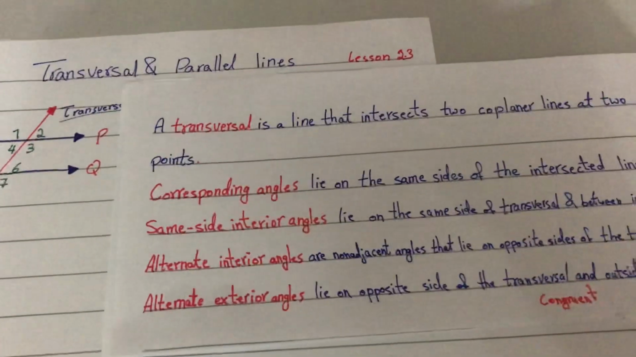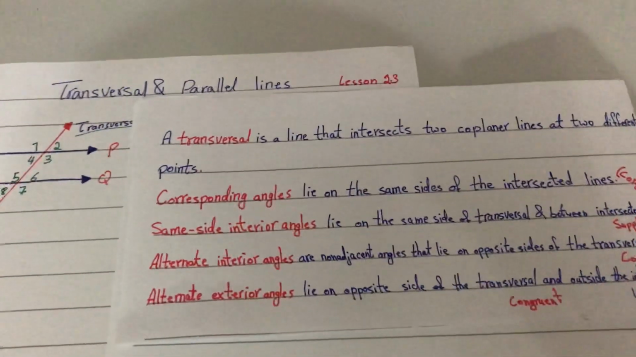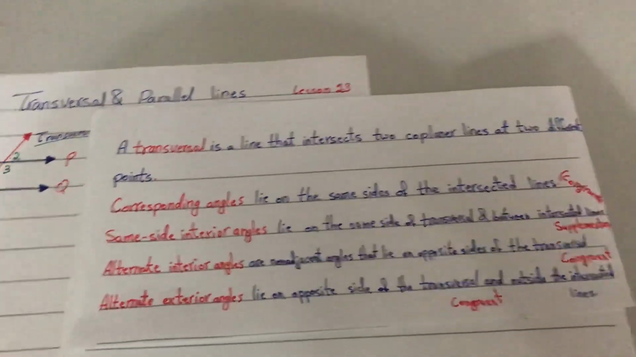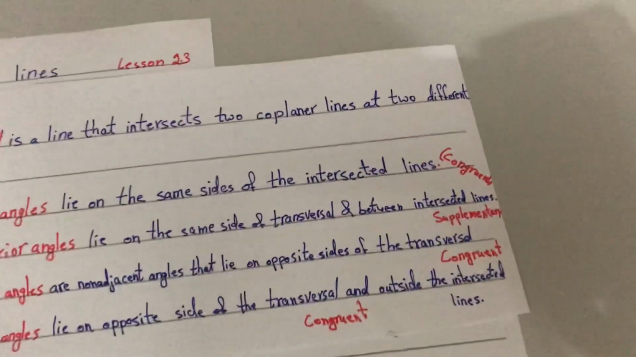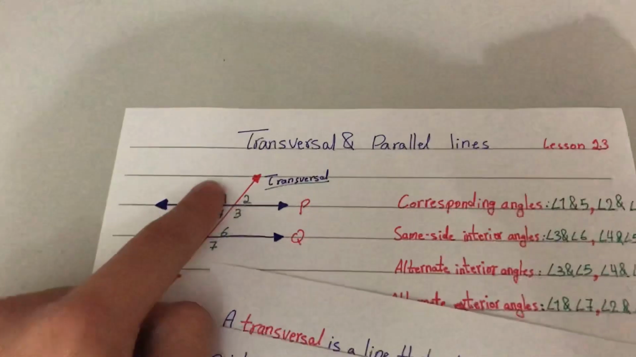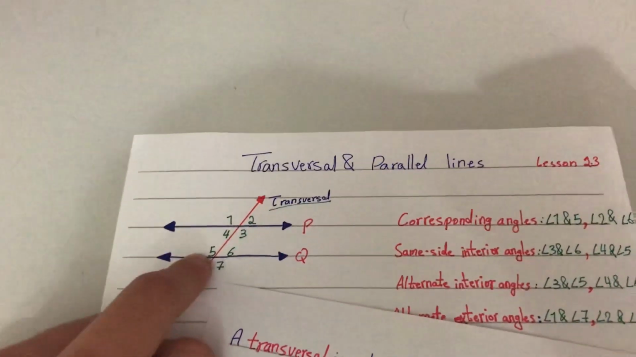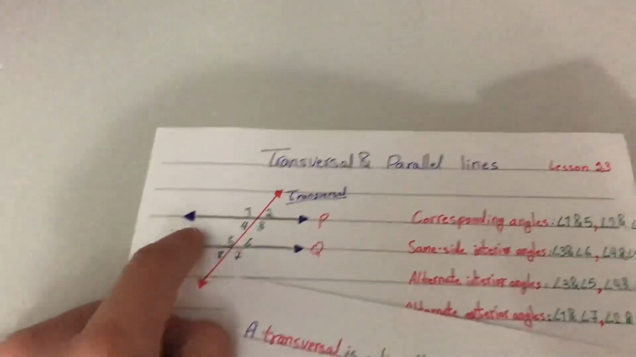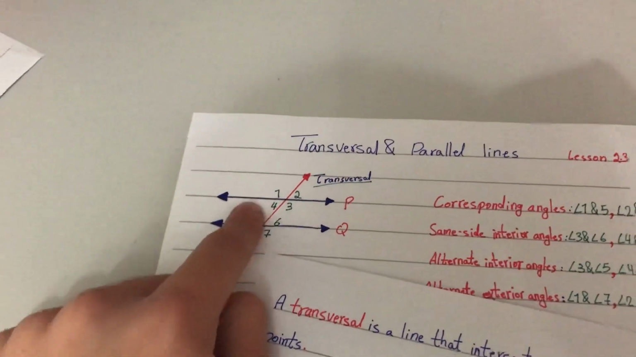Now we got corresponding angles. Corresponding angles lie on the same side of the intersected lines and they are congruent. So for corresponding angles we can say angle 1 and angle 5 are corresponding because they are congruent and they have the same amount of degrees.